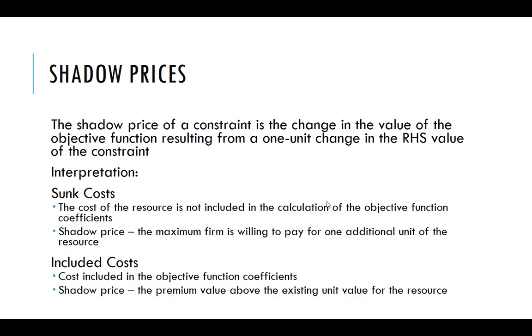To answer the question about how much it's going to change the profit, our optimal objective function value, we are going to look at the shadow price. The shadow price of a constraint is the change in the value of the objective function resulting from a 1 unit change in the right-hand side value of that constraint. There are two ways to interpret it: one is with sunk cost, the other is with included cost. I tend to think of it in terms of sunk cost, but you can think of it however you want. I tend to think of it as the maximum a firm is willing to pay for 1 additional unit of the resource.